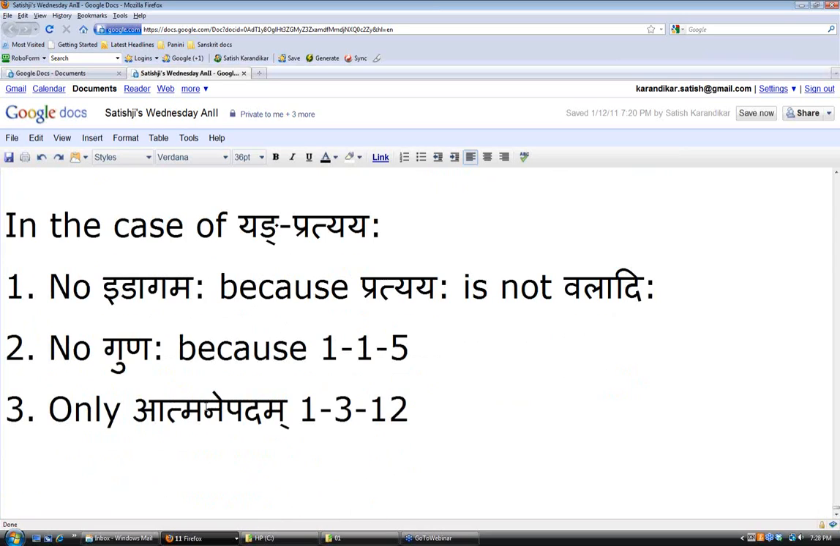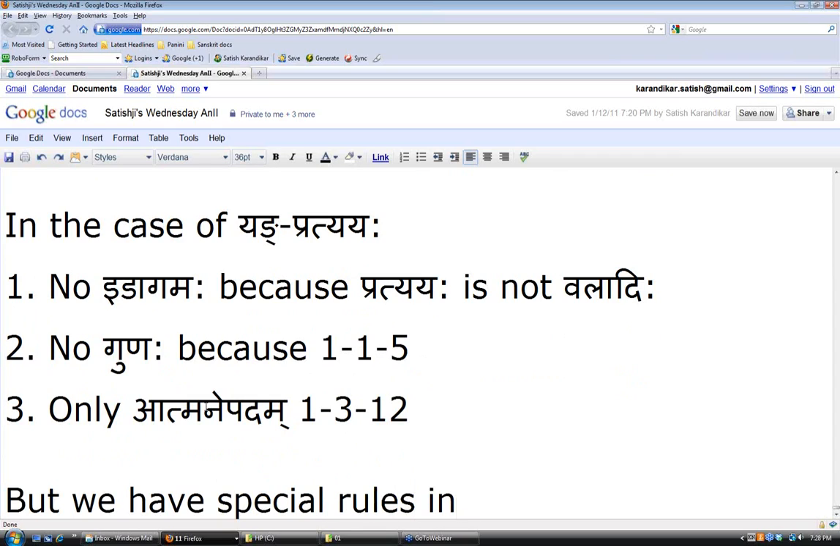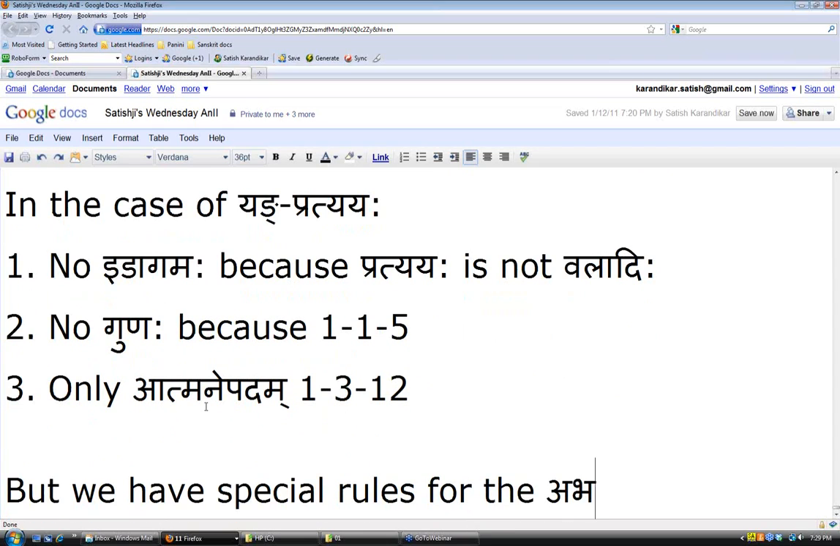Now, the special abhyasa rules. We have special abhyasa rules in the abhyasa, and they are in this section which you're going to look at now. This is basically going to be the topic of today for the most part: the special rules in abhyasa, the abhyasa bhaga rules, which come in section 7.4.